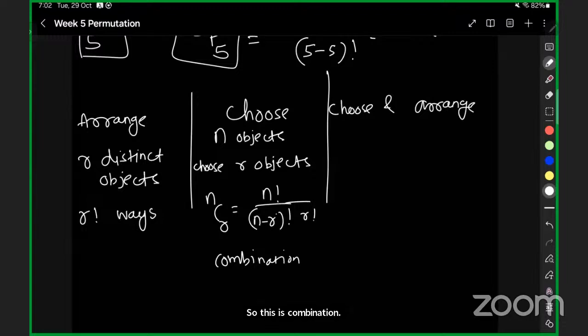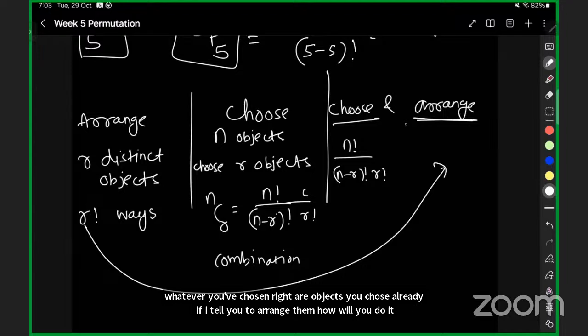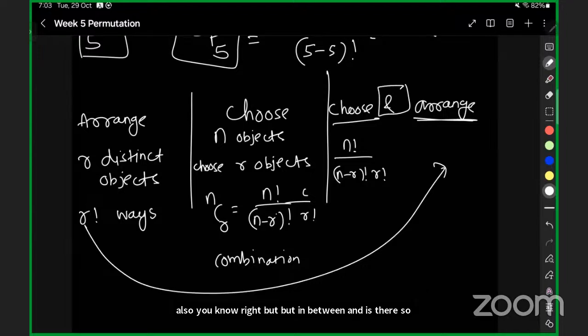Now if I tell you to choose and arrange, you know how to choose, right? This is what combination is. You can choose this way: n factorial by (n minus r) factorial into r factorial. So same thing, n objects, choose r. Now whatever you have chosen, r objects you chose already, if I tell you to arrange them, how will you do it? That also you know, right? But in between, 'and' is there. So what will you do when 'and' is there? You multiply.